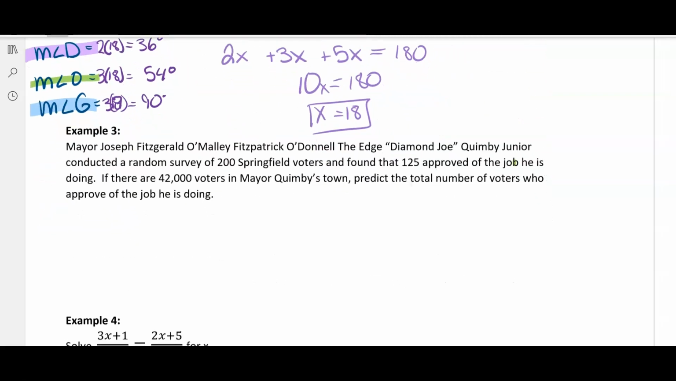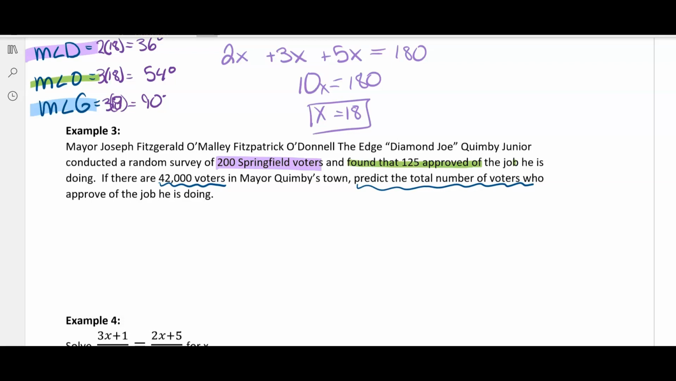This next one, ready for this tongue twister. Mayor Joseph Fitzgerald O'Malley Fitzpatrick O'Donnell, the Edge, Diamond Joe Quimbley Jr. conducted a random survey of 200 Springfield voters and found that 125 approved the job. Let's say that there were 42,000 voters in the town. Predict the total number of voters who approved the job.